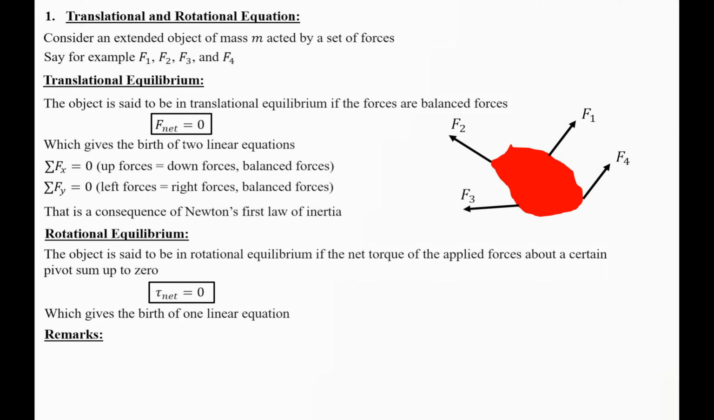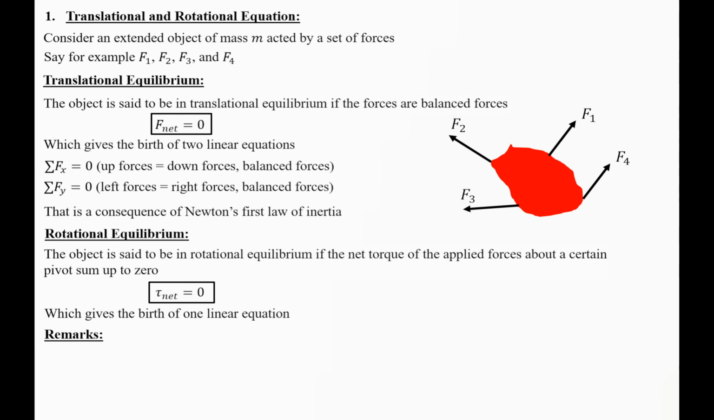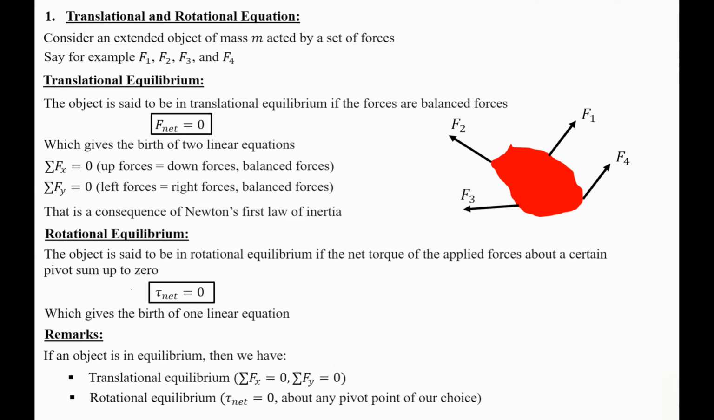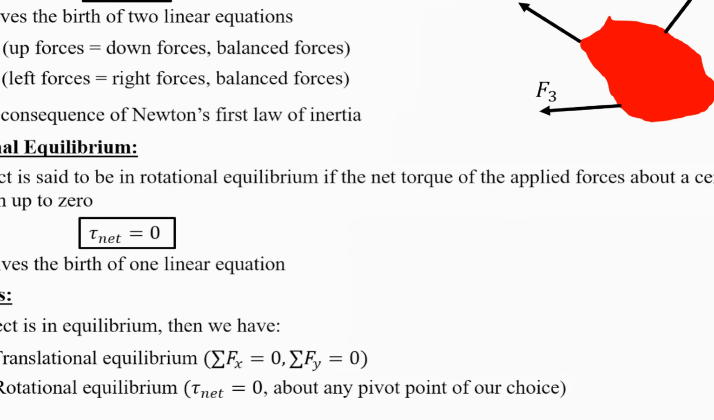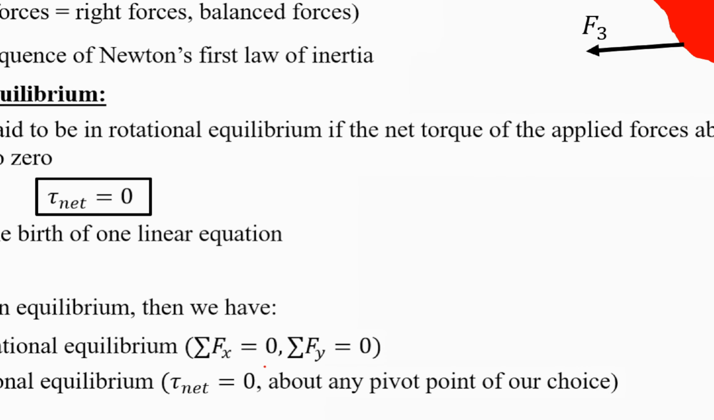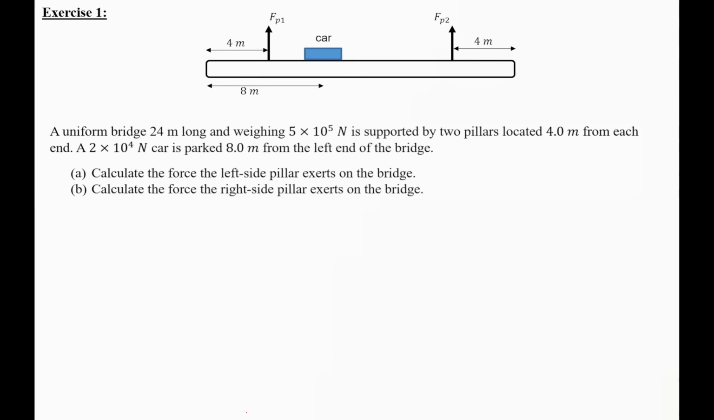Now, the only difference between this one and this one is that this gives birth to two linear equations, while this one, although it's a vector equation because torque is a vector, will give birth to only one linear equation. If an object is in equilibrium, then we have both translational equilibrium and rotational equilibrium. Whenever we know that an object is in equilibrium, we can use this condition: forces are balanced along the horizontal and the vertical, and the net torque about any pivot point of our choice would be 0. This is very important, as we shall see in exercise 1.